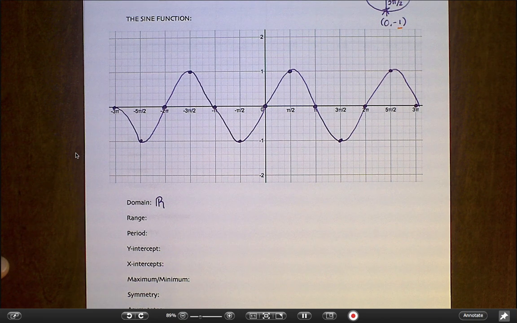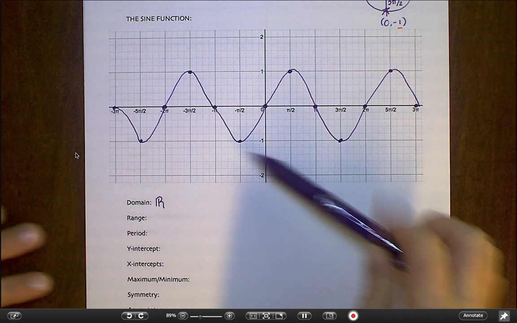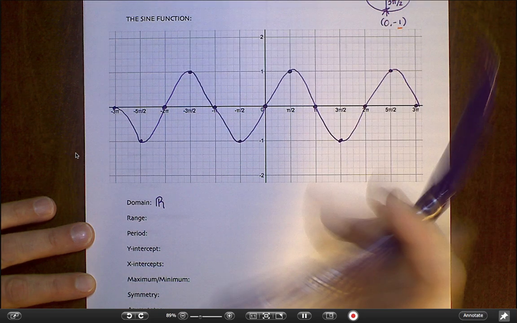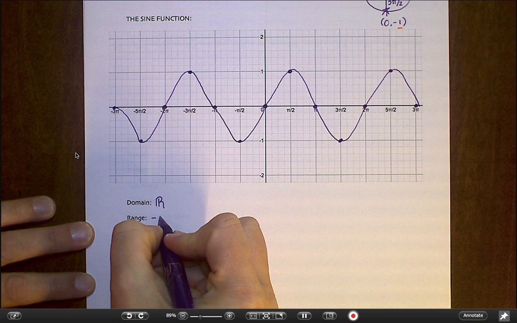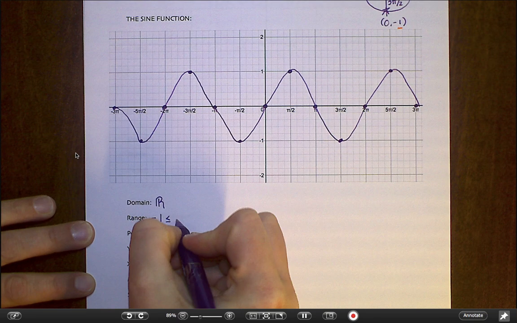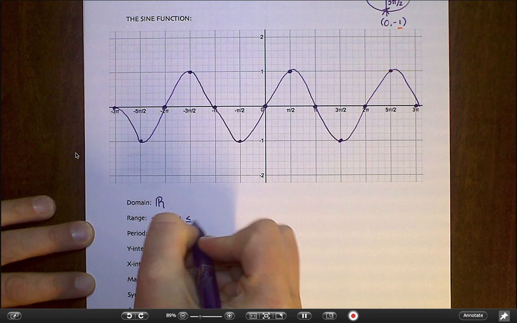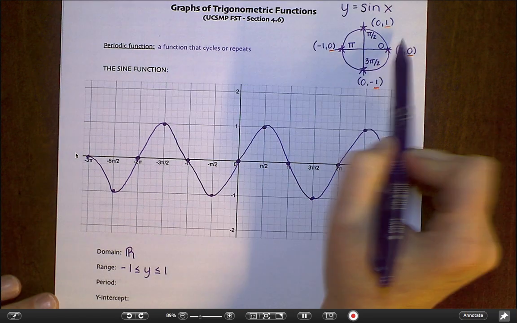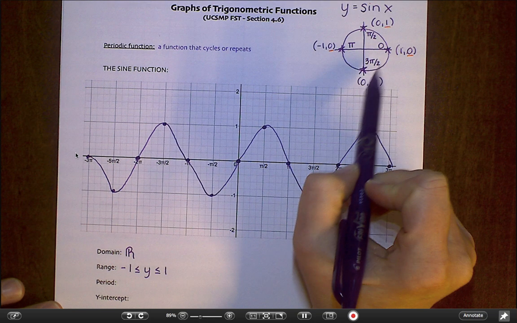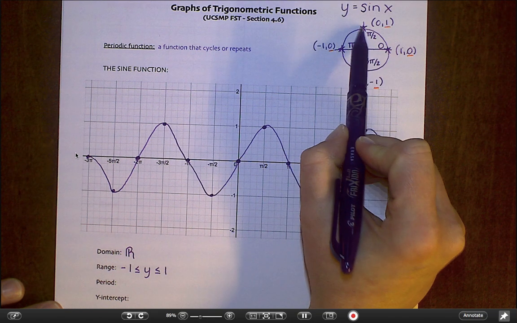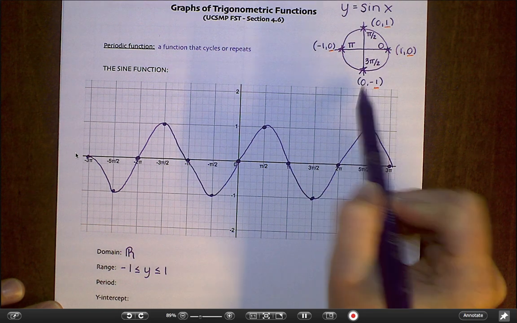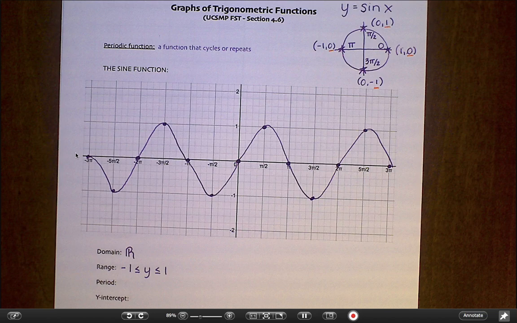For my range, we want to think about what's the lowest point and the highest point on the graph. And you'll notice these never dip below -1 and they never go above +1. So my range looks like this: -1 is less than or equal to y, which is less than or equal to +1. And that makes sense on the unit circle too, right? Your smallest sine value is going to be -1, your largest is going to be +1. We don't have any values up here or down here, right? Everything stays kind of contained within that radius of 1.